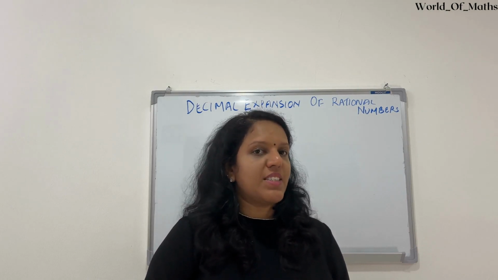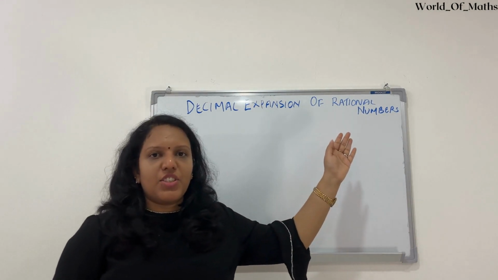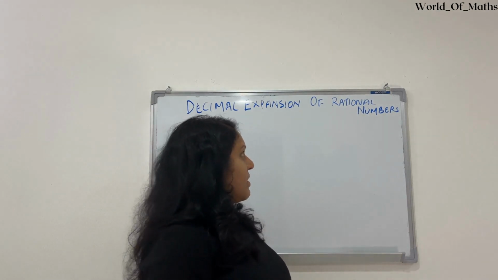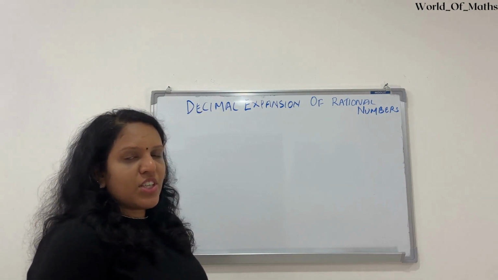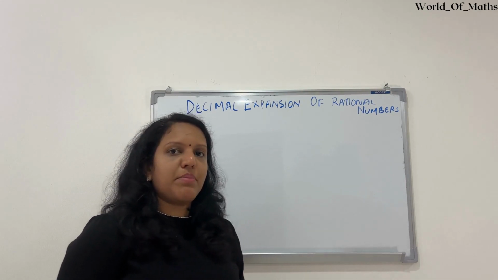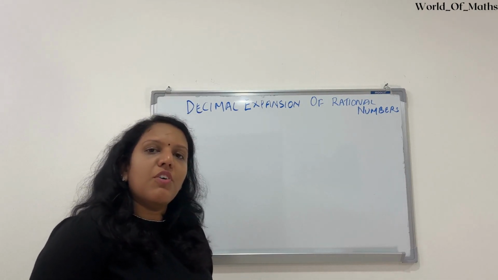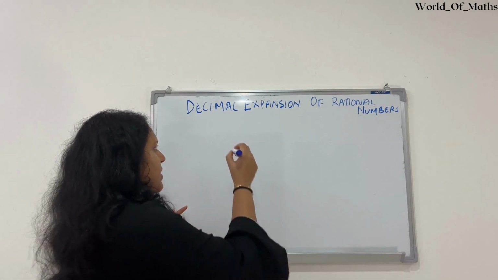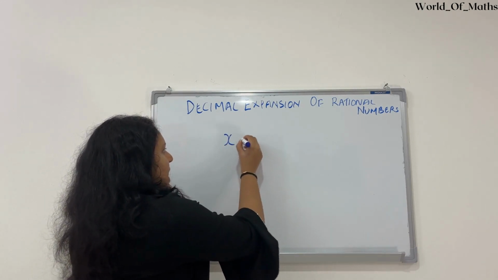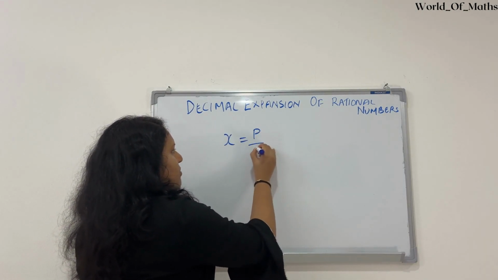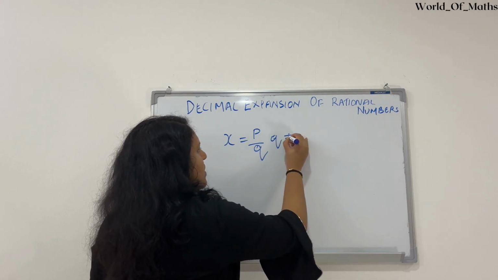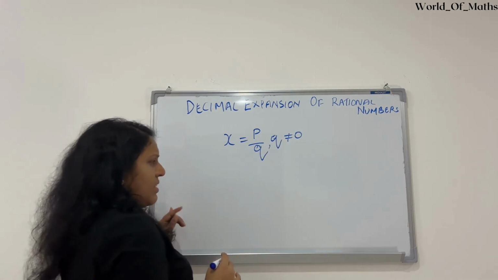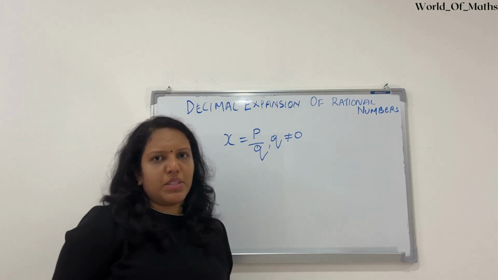Real numbers, which is the decimal expansion of rational numbers. Let's memorize what rational numbers are. A rational number is a number which can be expressed in the form of p by q, where q is not equal to 0. Any number x which can be expressed in the form of p by q, where q is not equal to 0, is a rational number.